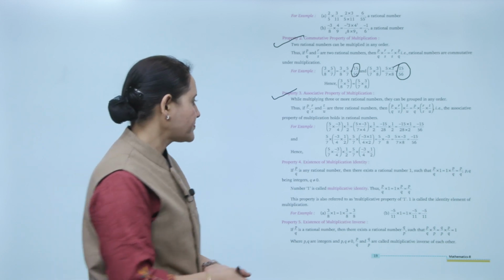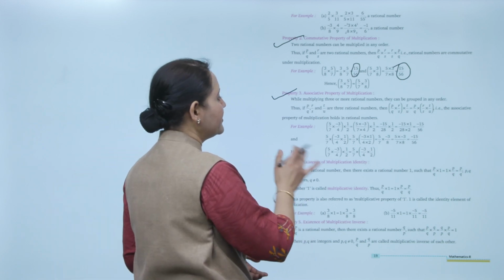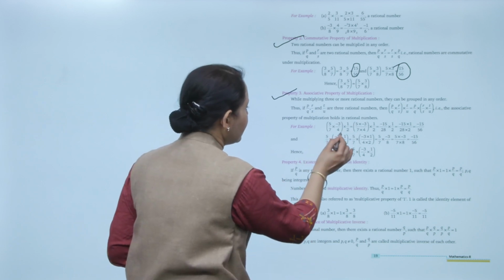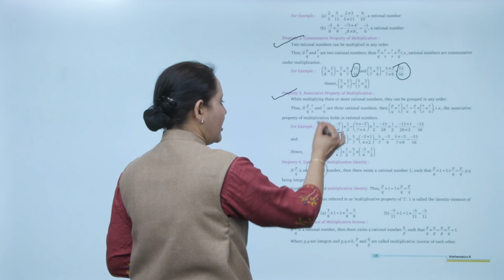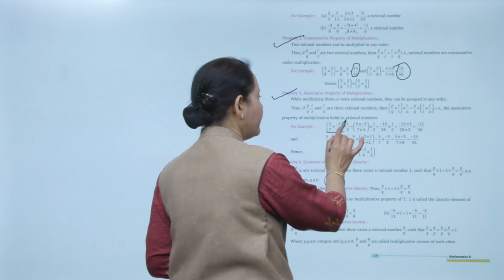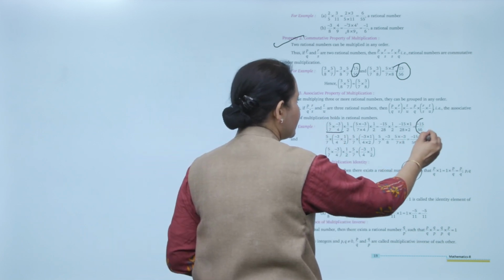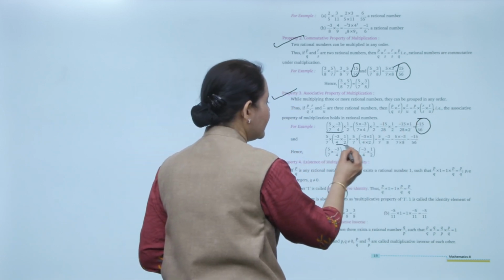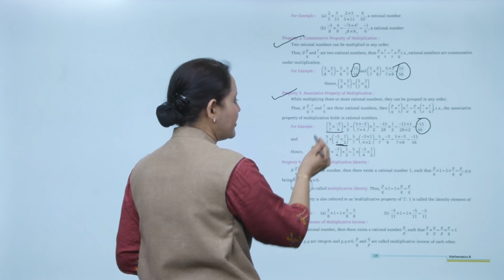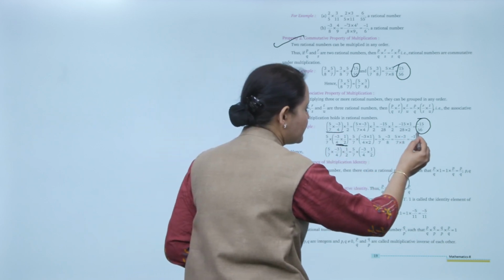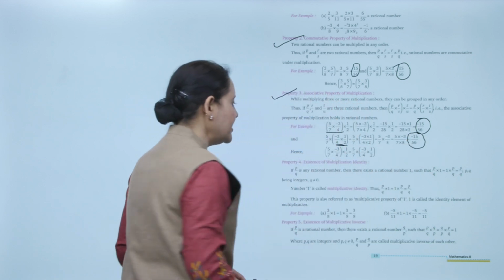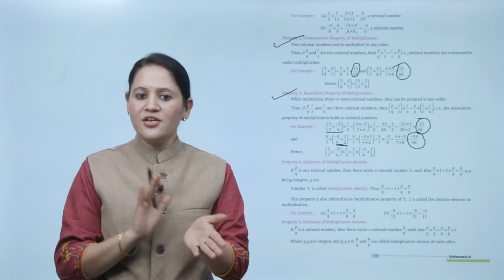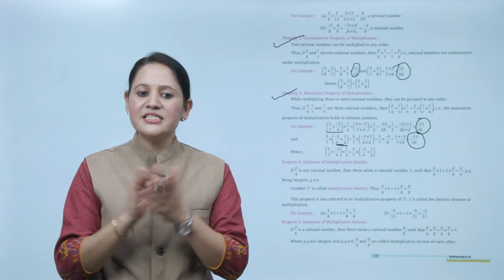For example, here we have to multiply three rational numbers, 5 upon 7, minus 3 upon 4 and 1 upon 2. So, first we have done the grouping like this, and the product of these two numbers multiplied by 1 by 2 and we'll get minus 15 upon 56. Now, we have changed the grouping. First, we multiply these two numbers and the product is multiplied by 5 by 7. Again, we'll get the product as minus 15 upon 56. So, we can do the grouping in any order. Whatever grouping we do, the product will remain same.